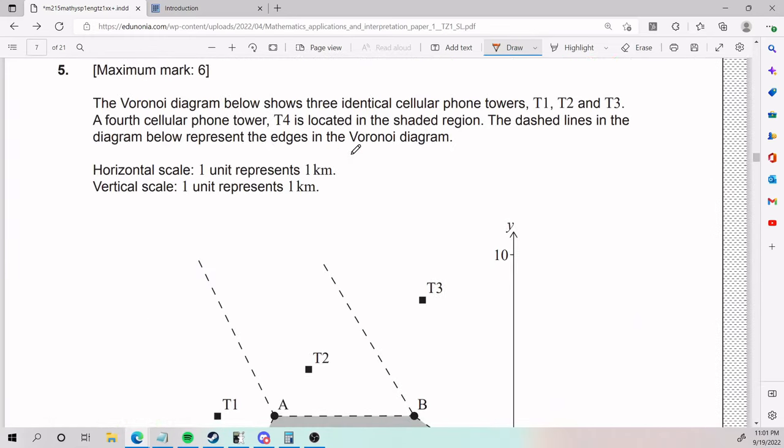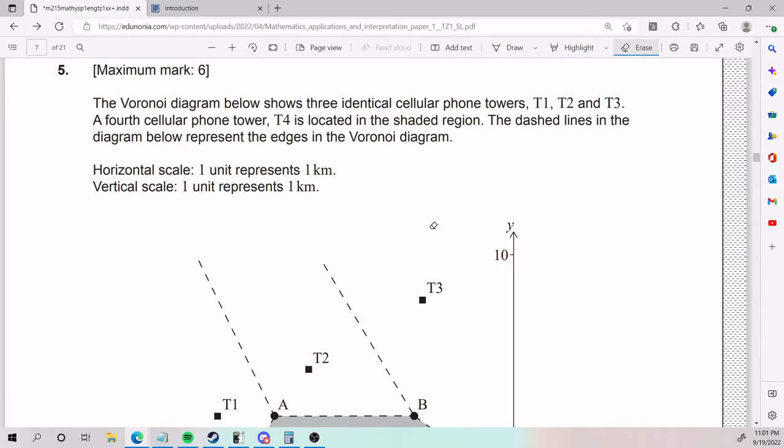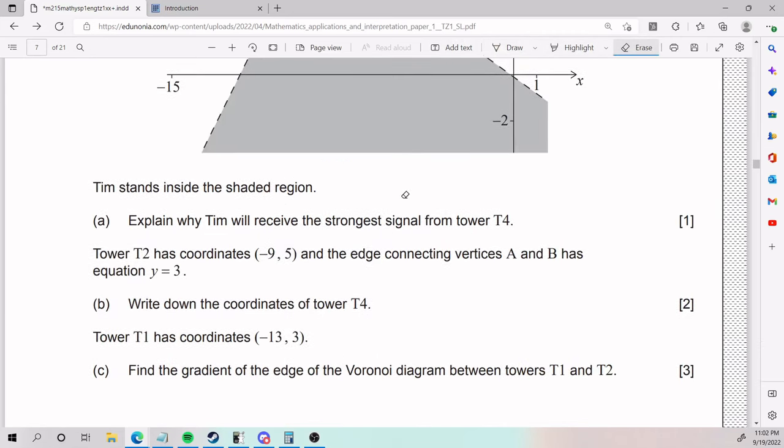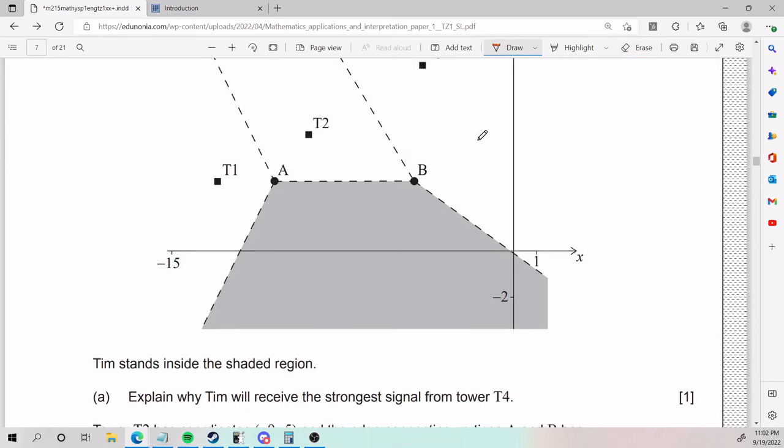Number 5, we have the Voronoi diagram. Below shows three identical cellular phone towers, T1, T2, T3. A fourth cellular phone tower, T4, is located in the shaded region. So somewhere here, there is a T4 going around. The dashed lines in the diagram below represent the edges in the Voronoi diagram, and they tell us a little bit about the scales of my thing. All right, cool. So Tim stands inside the shaded region. Explain why Tim will receive the strongest signal from tower T4.